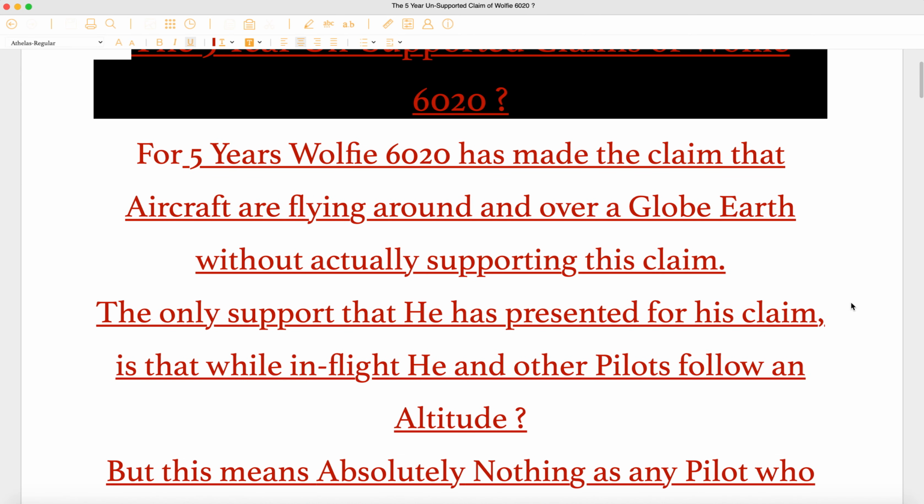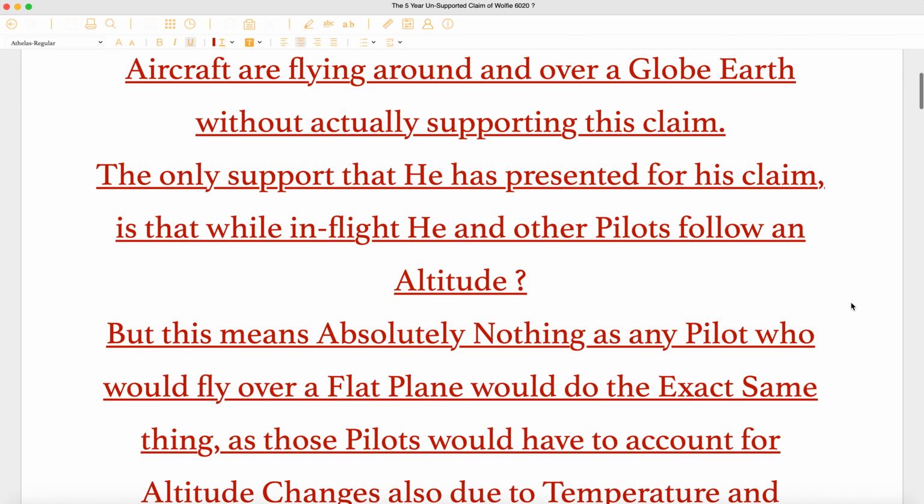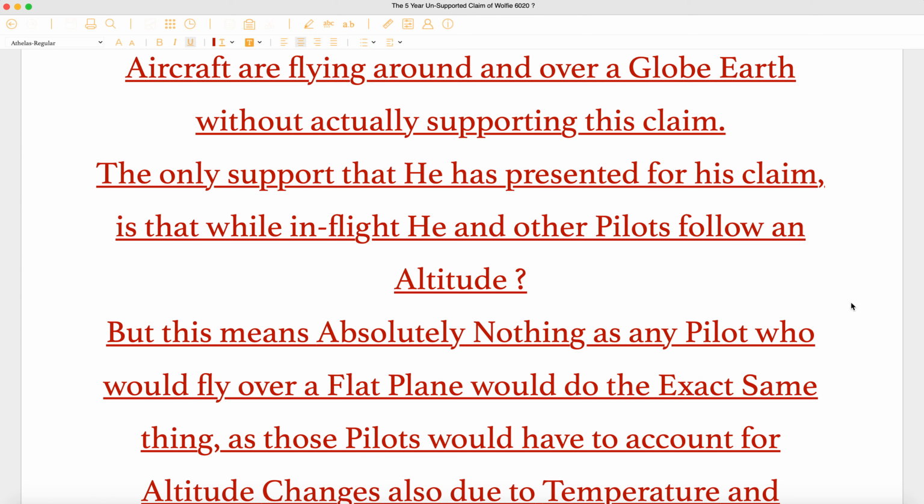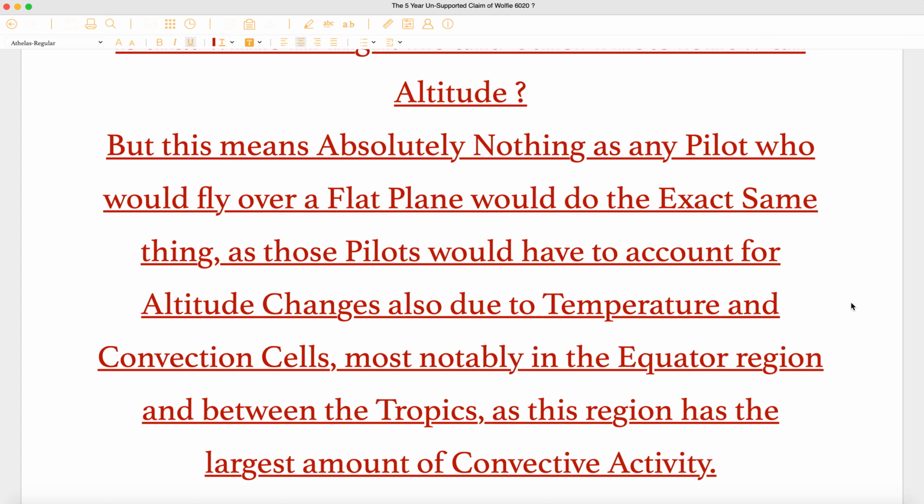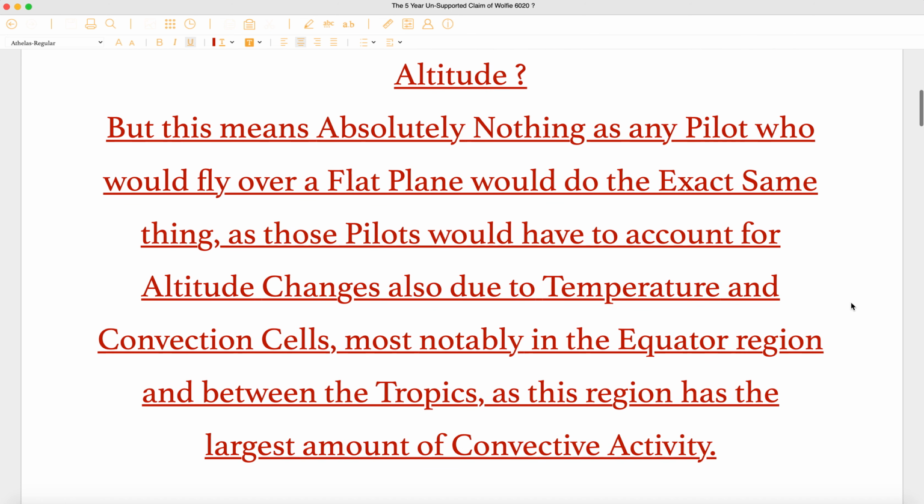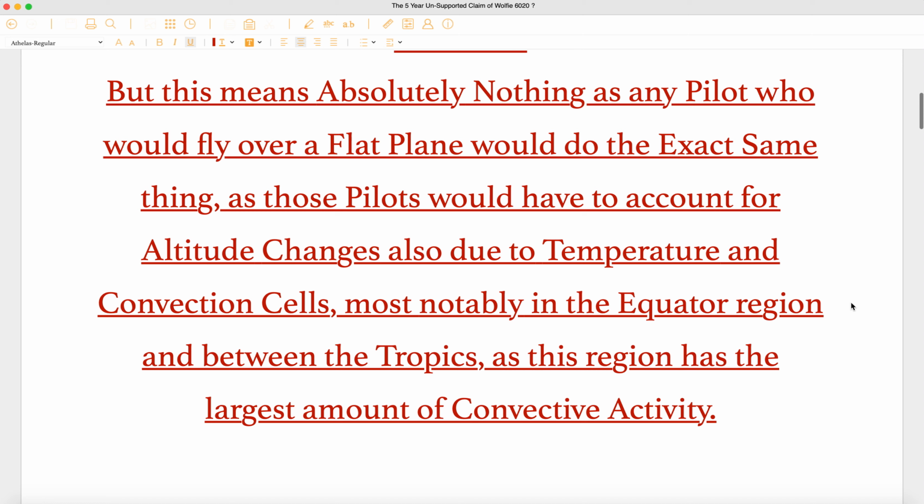For 5 years, Wolfie 6020 has made the claim that aircraft are flying around and over a globe Earth without actually supporting this claim. The only support that he has presented for his claim is that while in flight, he and other pilots follow an altitude. But this means absolutely nothing, as any pilot who would fly over a flat plane would do the exact same thing, as those pilots would have to account for altitude changes also due to temperature and convection cells, most notably in the equator region and between the tropics, as this region has the largest amount of convective activity.